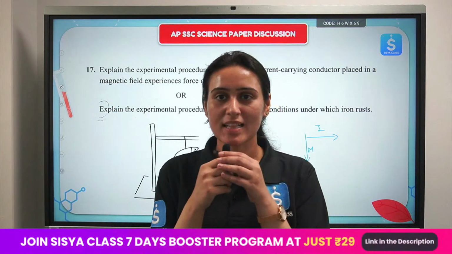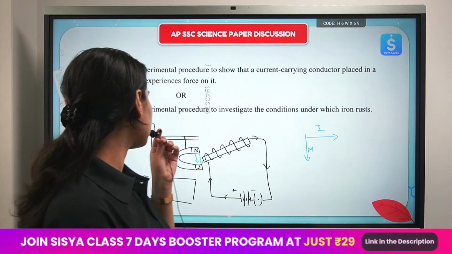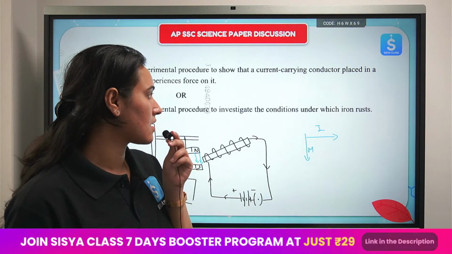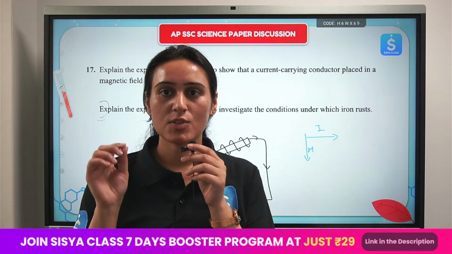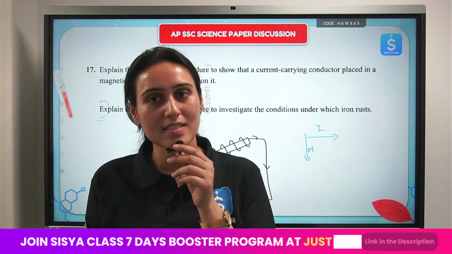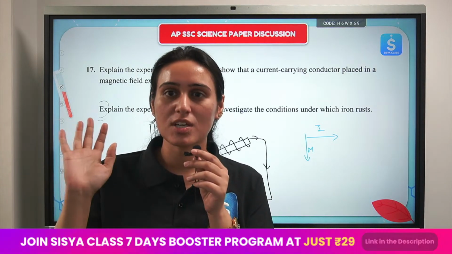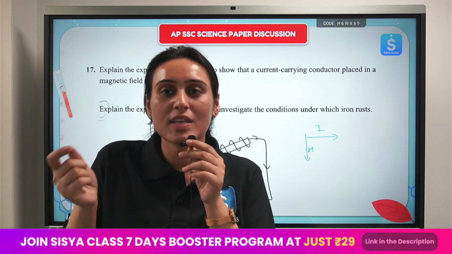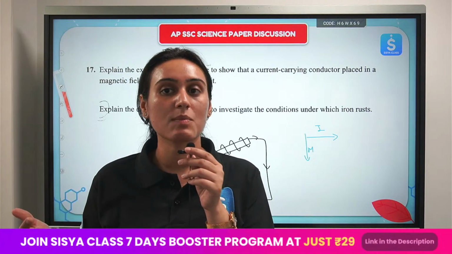Okay, so one last question. We have to explain the experimental procedure to investigate the conditions under which iron rusts. So for the rusting of iron, you need two things: moisture as well as air. If you have moisture only, iron will not rust. If you have air only, iron will not rust. So we are trying to show that with the help of our experimental demonstration.